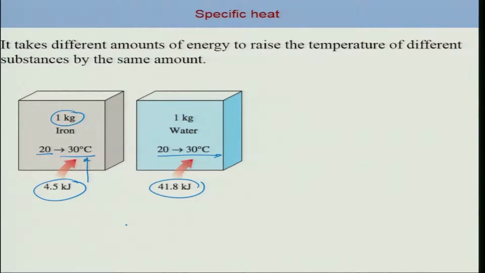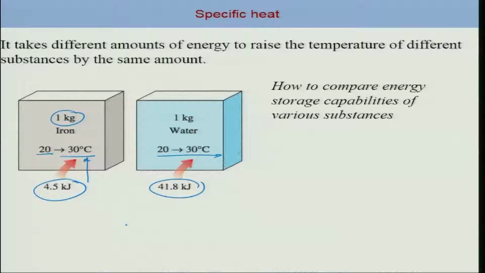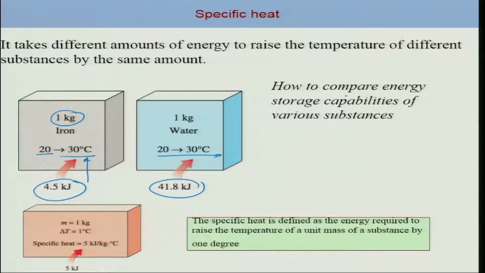So there is a different capacity to store energy, and this capacity is reflected in a thermodynamic property, which we call specific heat. So to compare the energy storing capability of various substances, we define a term called specific heat, which is defined as the energy required to raise the temperature of a unit mass of a substance by 1 degree.